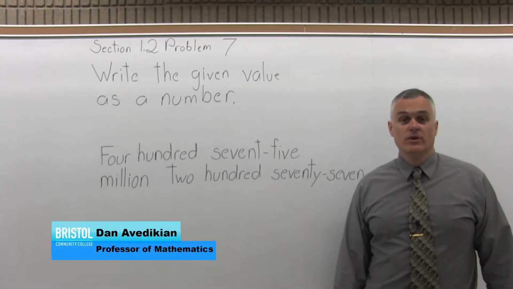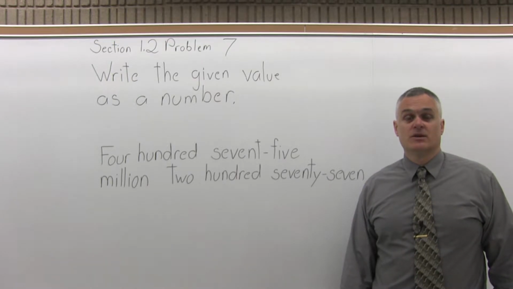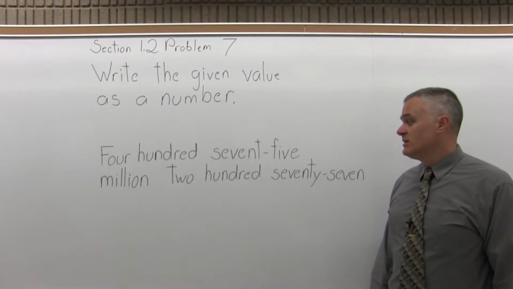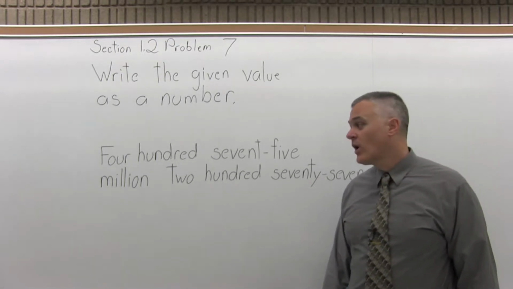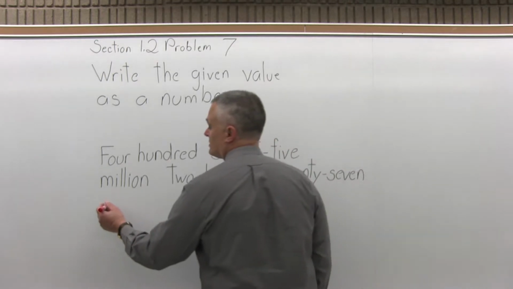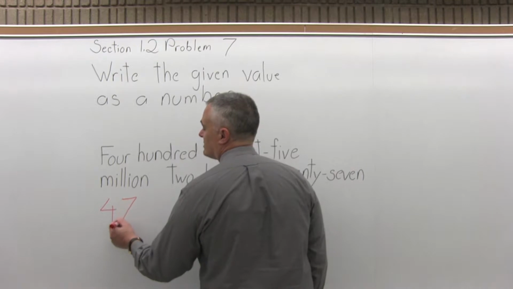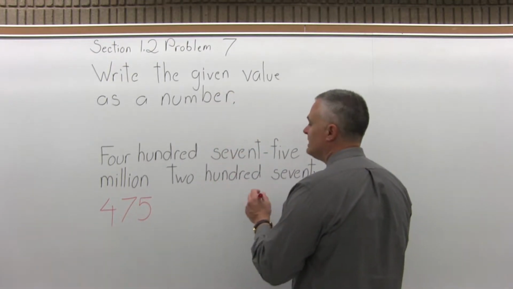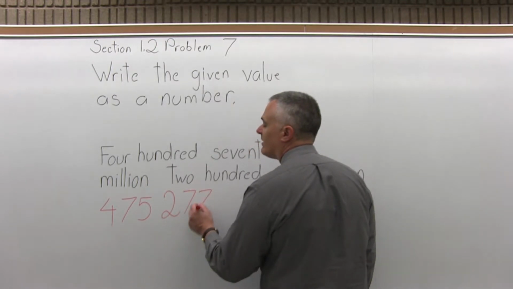This is Section 1.2, Problem 7. It says write the given value as a number. 475,277,000. So 475 million. So 400, I'll write a 4. 75, so 75. And then I have 277. Now if I put 277 here, I've made a mistake.